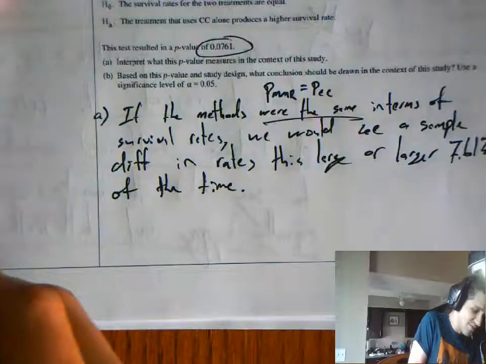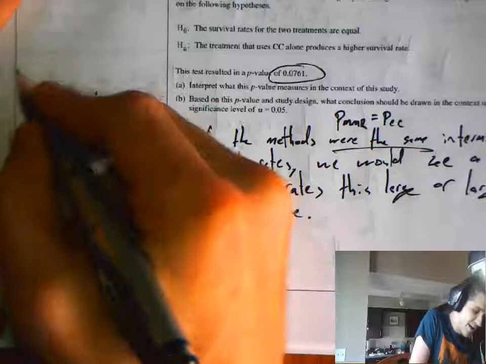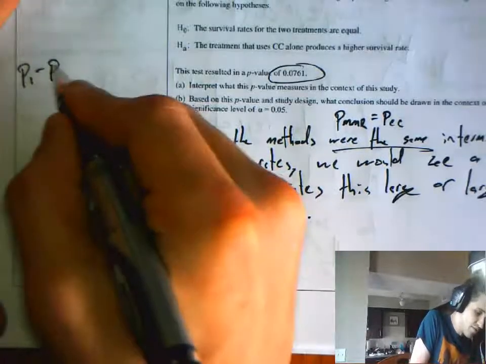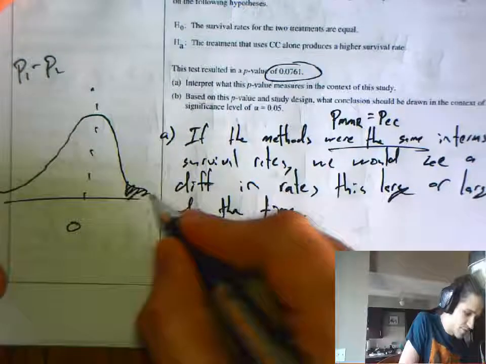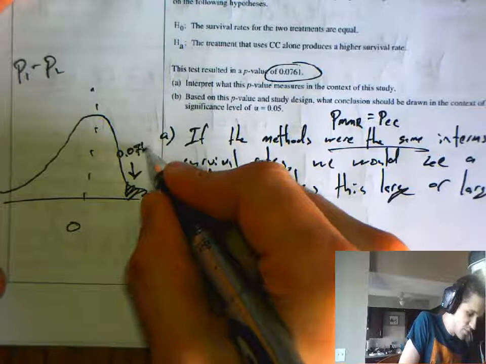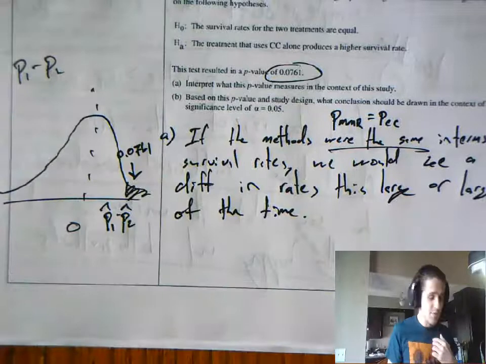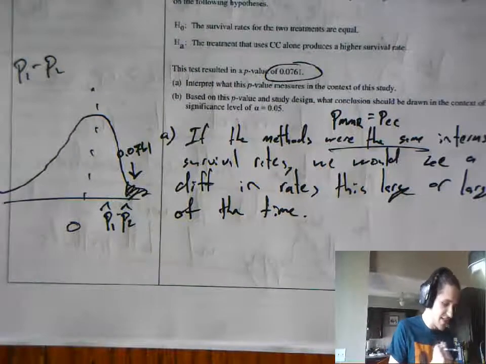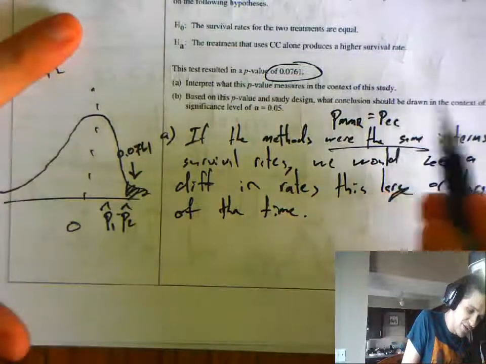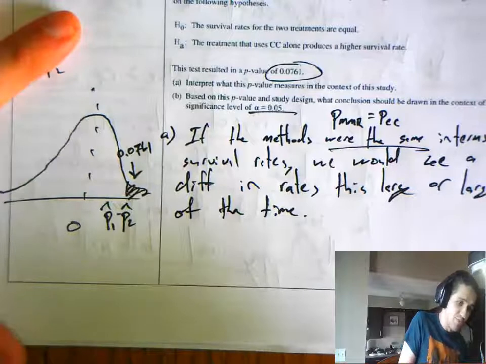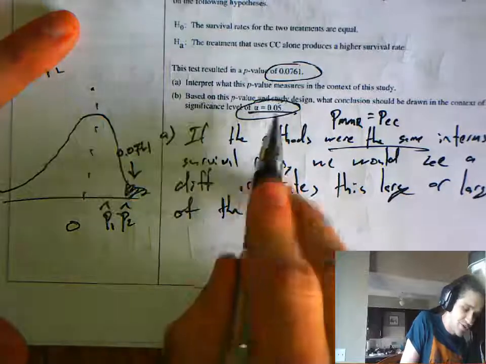Let's talk about what we're seeing here. We thought p1 minus p2, that 0 would be in the middle of it. We got a value out here. Area 0.0761. So here was our p1 hat minus p2 hat. It's way out here. And we said, okay, we would get a more extreme value than this, 7.61% of the time. Based on this p-value and the study design, what conclusions should be drawn? Use a significance level of alpha equals 0.05. So we were looking for something that happens rarer than 5% of the time. So we were looking for the rarest 5% outcomes.